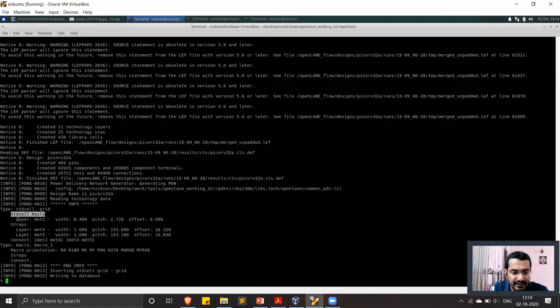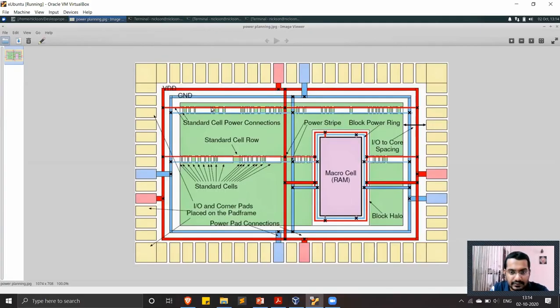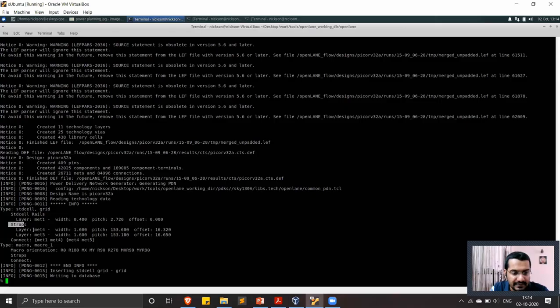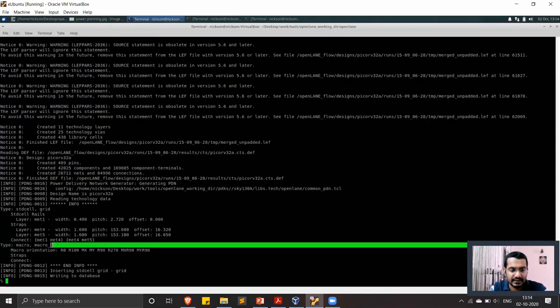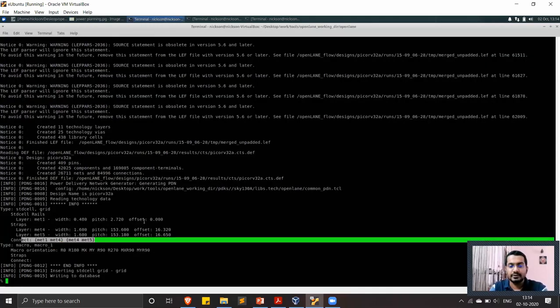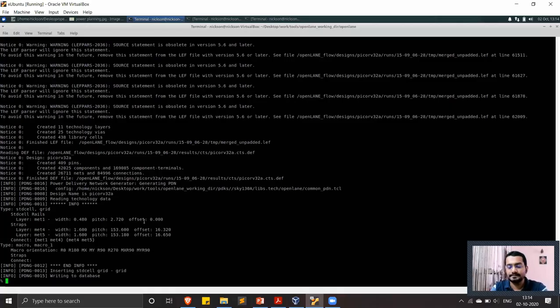So we have this definition for the rails. The rails are this one, which you see running parallel to the standard cells. Then we have the definition for the straps. Straps are in metal 4 and in metal 5. And then we have this connect statement which actually connects everything. The crosses which we are talking about get done here in this connect statement. So this actually generates the power distribution network.